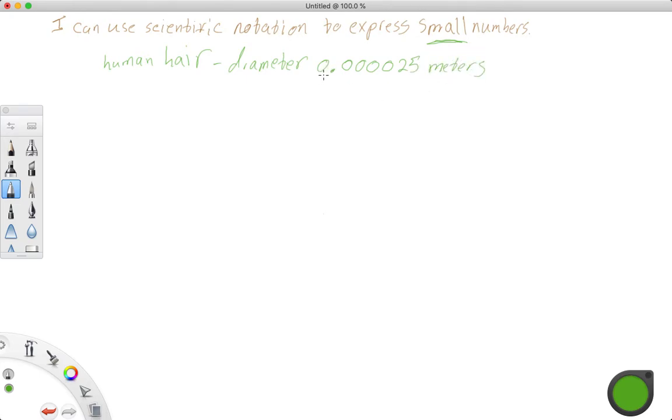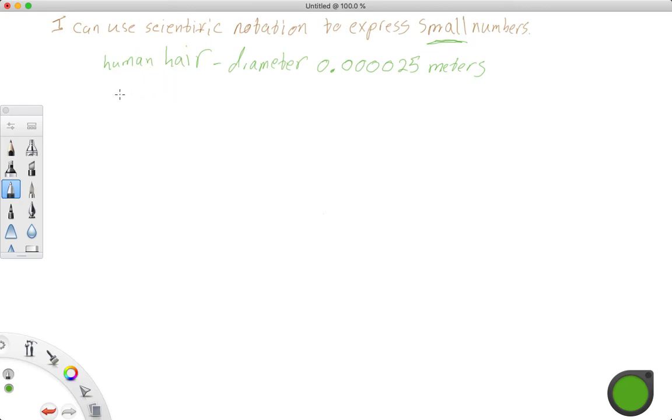All right, so 0.00025 meters. What would this be? This is tens, hundreds, thousands, 10,000s, 100,000s, millions. So 25 millionths of a meter is the diameter of the human hair. So you guys can think back and remember, I can convert that into a decimal as a rational number.